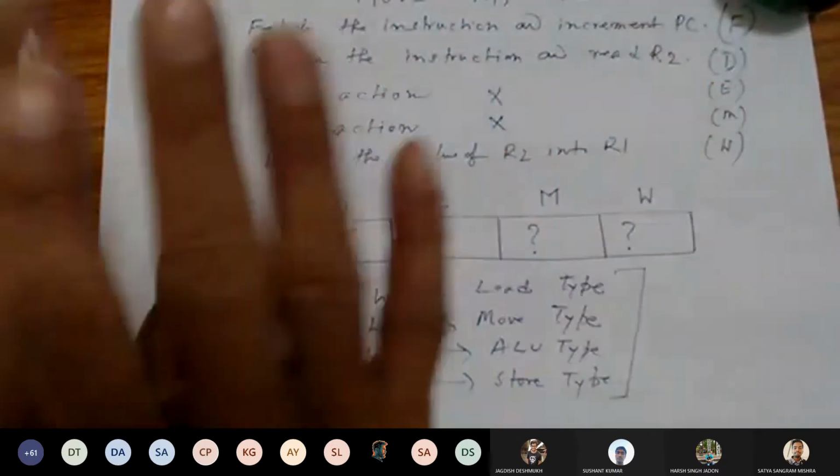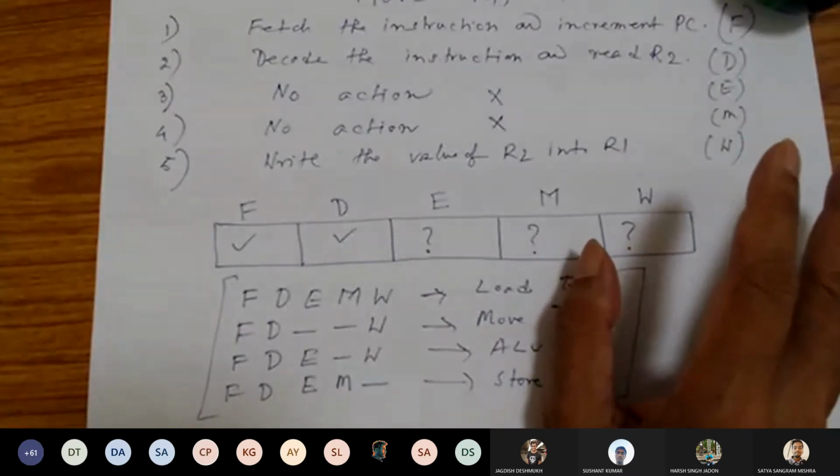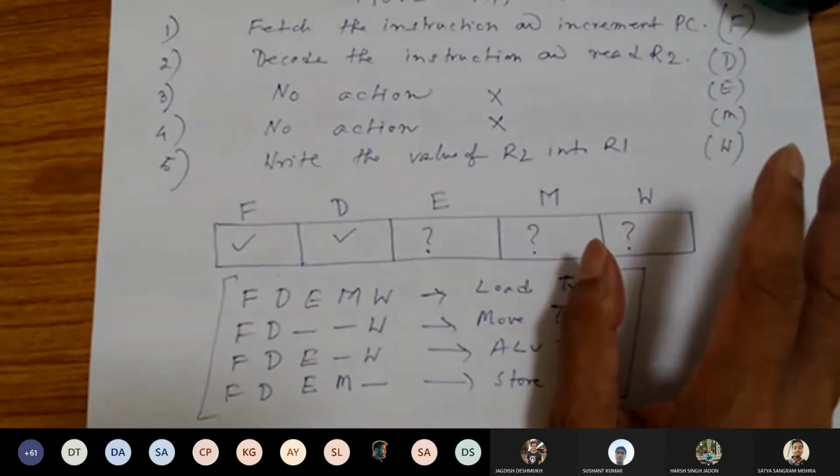Control unit is something unique. We cannot compromise on it. Arithmetic logic unit, you probably know it because you have already done digital circuits. You know how to design adders, how to design subtractors, how to design multipliers, possibly.